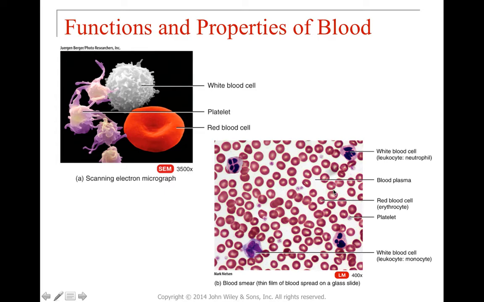Well, mainly you're going to see these red blood cells. That's what these erythrocytes are going to look like here. Erythrocytes are another word, a fancy word, for red blood cell. You also see platelets here, and white blood cells.